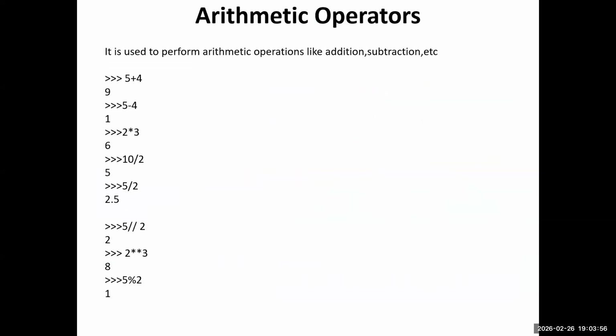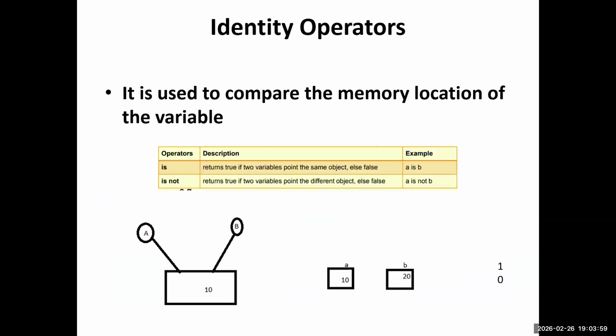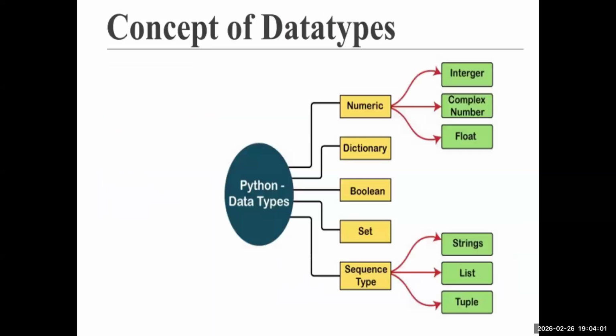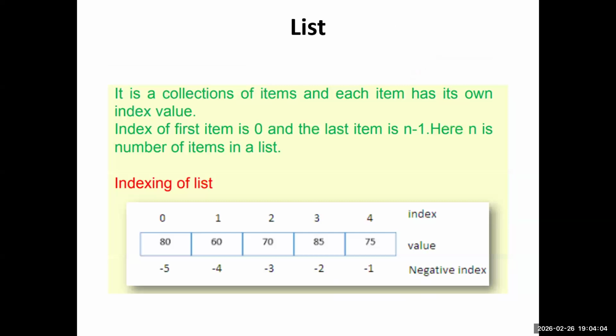Okay. Then I go for the complex data type. The first complex data type is list. List means it is a collection of items. The items are of similar data type and each item has its own index value. Index value means, here I have given 5 items. The first item is 80, second item is 60, third is 70, fourth is 85, and fifth is 75.